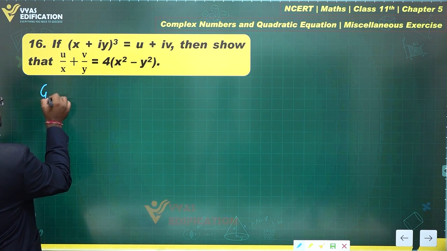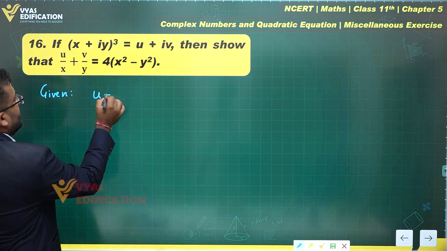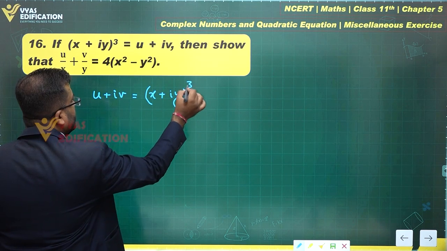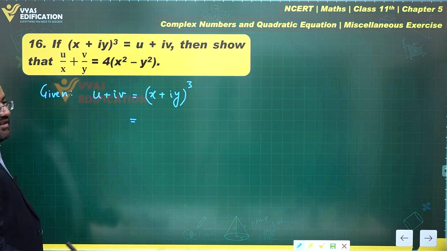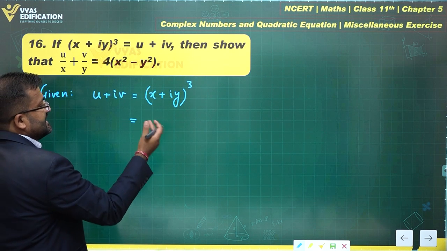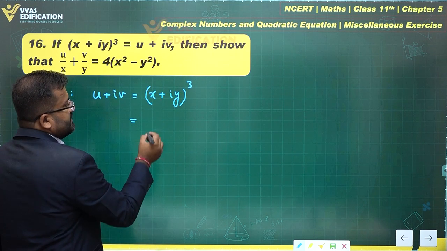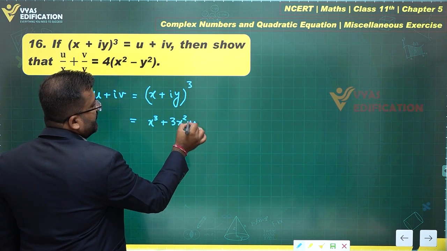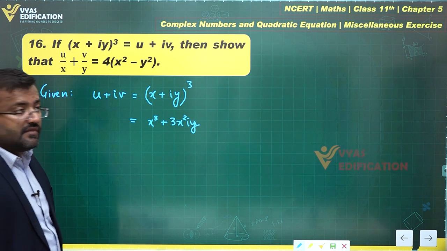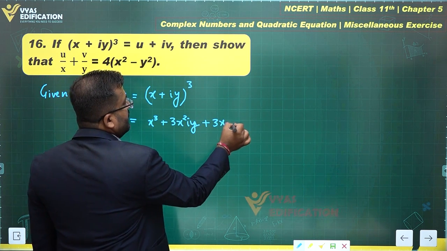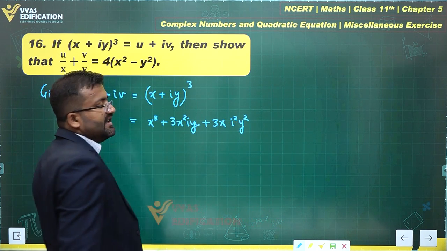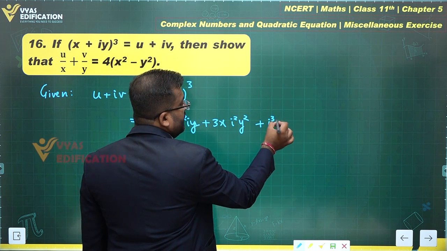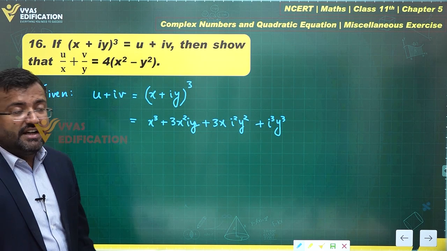Given that u + iv = (x + iy)³, this is equal to what? (x + iy)³ can be further written using (a + b)³, which becomes a³ + 3a²b, which is iy, plus 3ab², which is i²y², plus b³, which is i³y³. This is what we have, right?